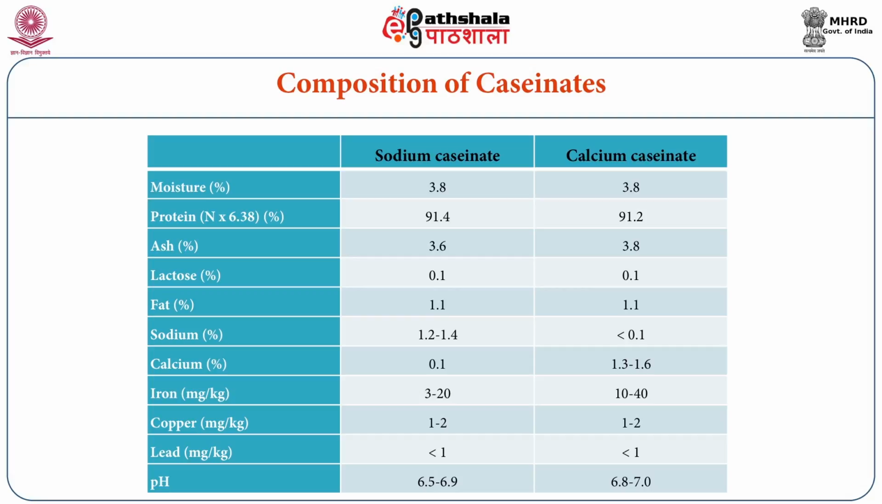The ash content should be 3.6 to 3.8%, lactose should be less than 0.1%. Then fat percentage for both the types of caseinates was 1.1%. In case of sodium caseinate, sodium was 1.2 to 1.4%, whereas in case of calcium caseinate, it was found to be less than 0.1%. And in case of calcium caseinate, calcium content was higher, that is 1.3 to 1.6%, since calcium hydroxide is used for its manufacturing. The pH of both the types of caseinates was found to be 6.5 to 7.